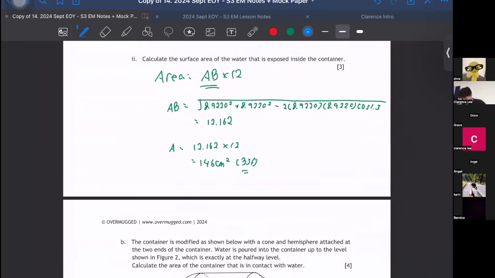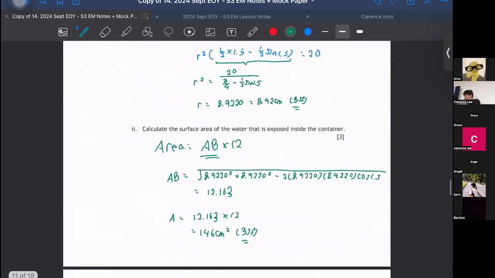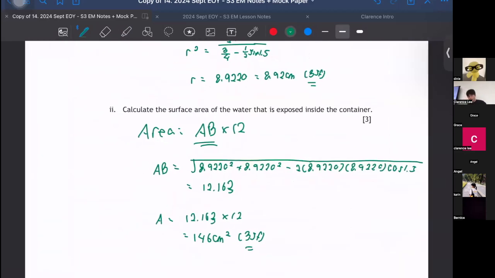Is it 16? Oh no, it's 163. This should be 163, which when you round off to 3SF, you'll still get the same answer. Okay, so final answer is 146. Just the in-between should be 163 instead of 162.